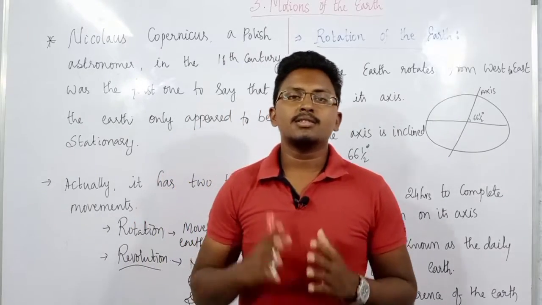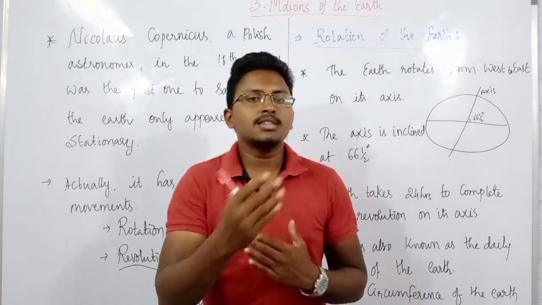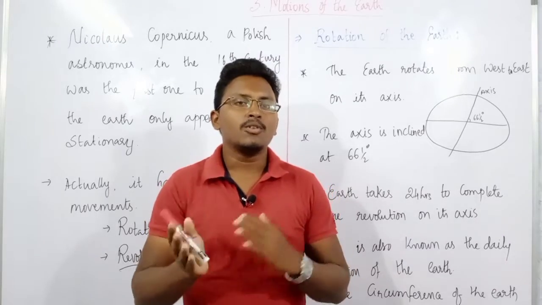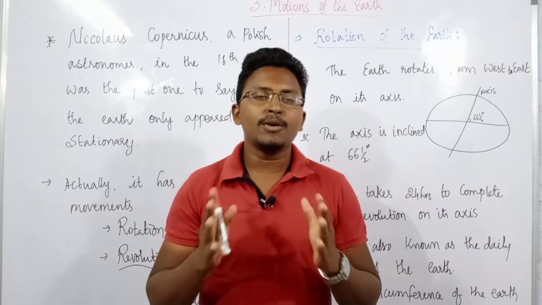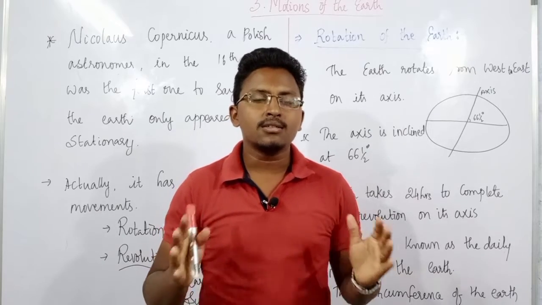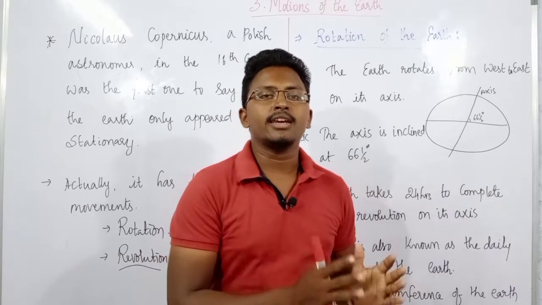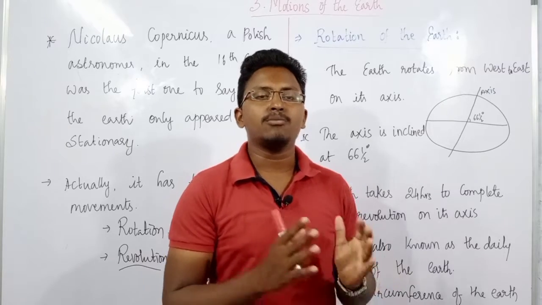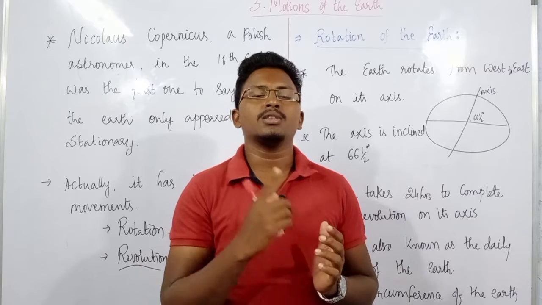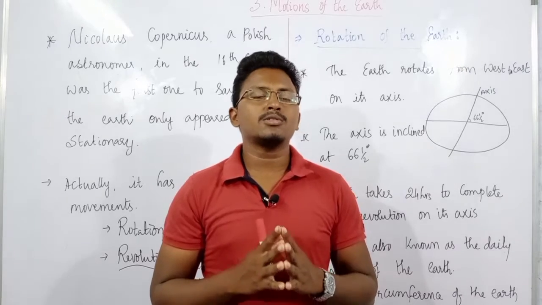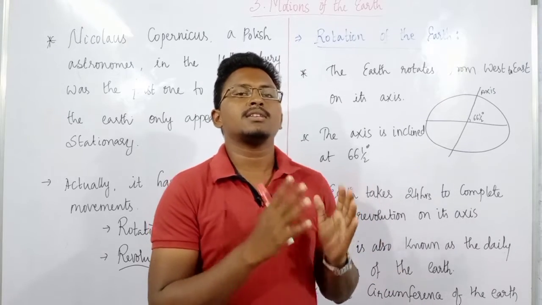Then what are these motions of the earth? Whether the earth is moving or whether it is stationary? Once upon a time, during the ancient time, during the olden days, what people used to think is that the earth is not moving at all. It is like a constant point, and only the sun, moon and all these things are revolving around the earth. So people used to think that the earth is a stationary object.